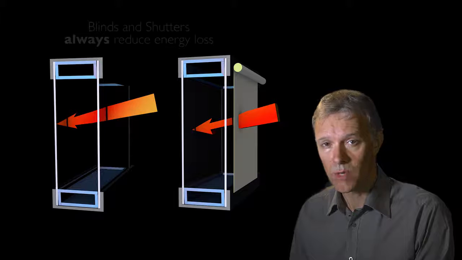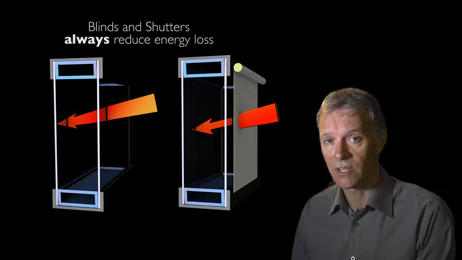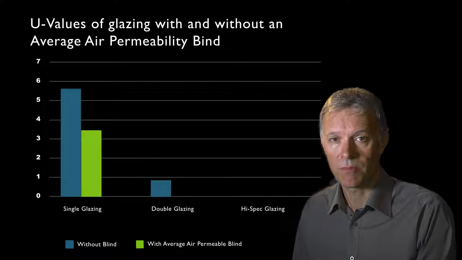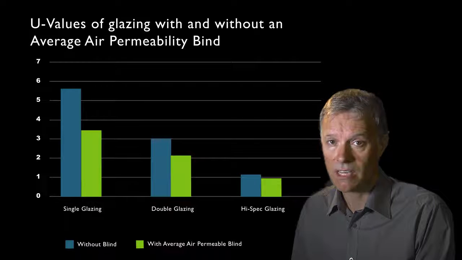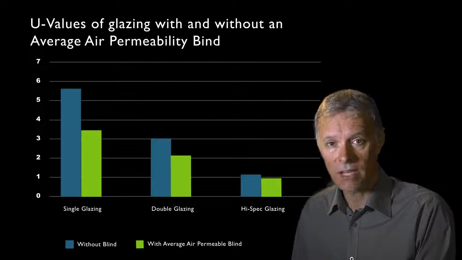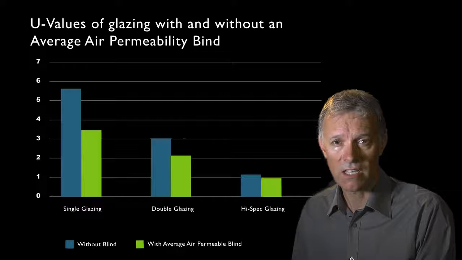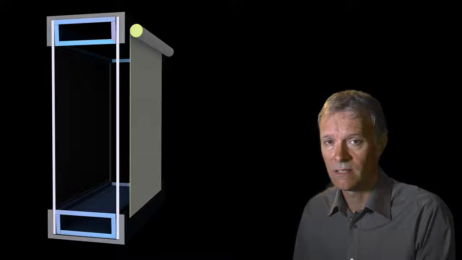Blinds and shutters will always improve the U-value of a window as they act as another insulating barrier. This graph demonstrates the energy-saving benefits of blinds. These will be more apparent when used with windows that have high U-values. Blinds have the potential to improve the U-value of single-glazed windows by over 40%. Even high-spec glazing will have its U-value enhanced by at least 10%.